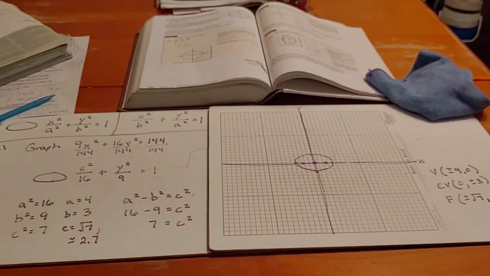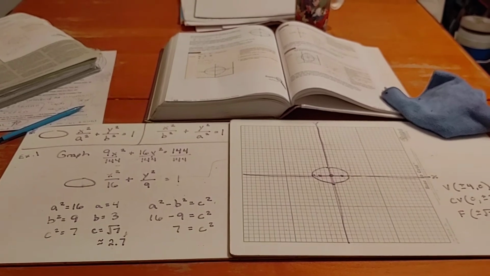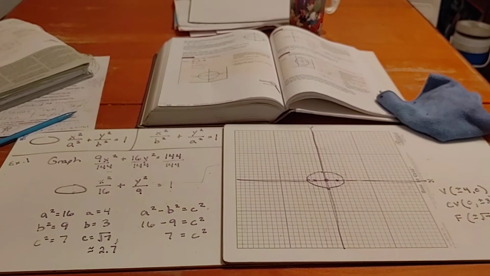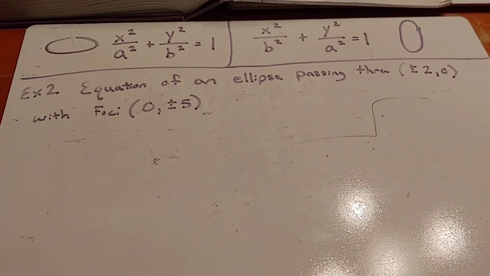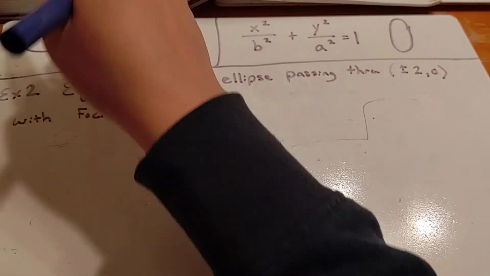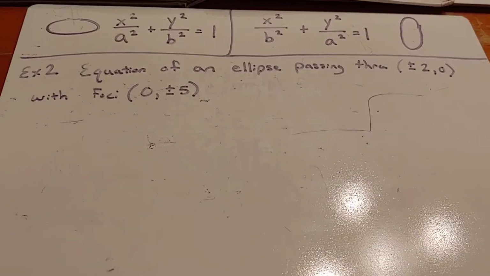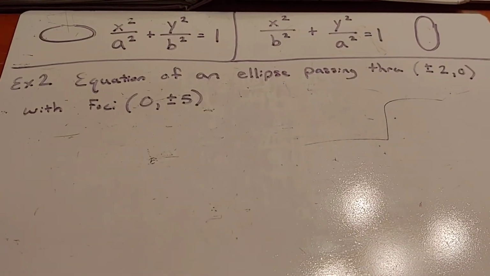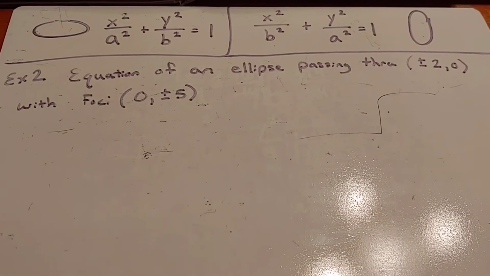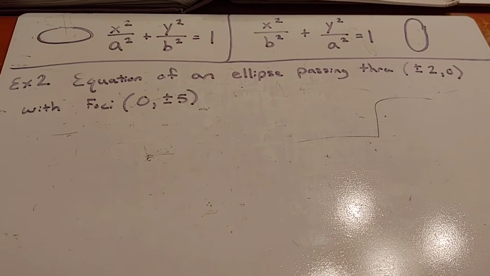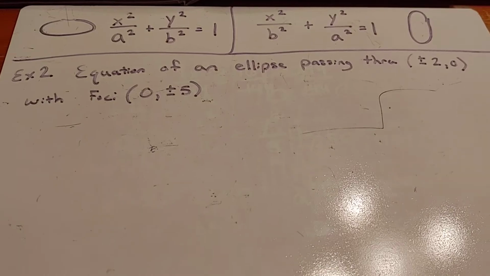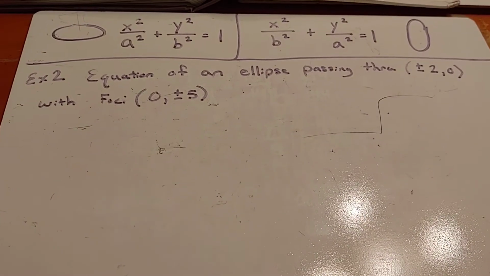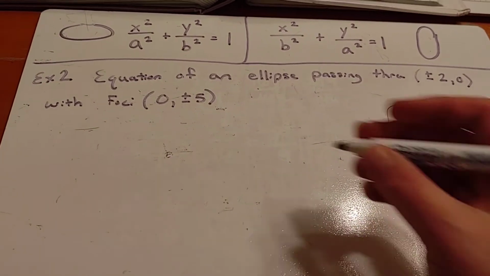All right, so not too bad. These ellipses aren't awful. Let's go ahead and move on to example 2, our last example together. All right, for example 2, again, I have the equations at the top for you, so whether it's a horizontal or a vertical, you can get them from your chart. This time they want us to write an equation of an ellipse that passes through ±2, 0, and it has foci at 0, ±5.